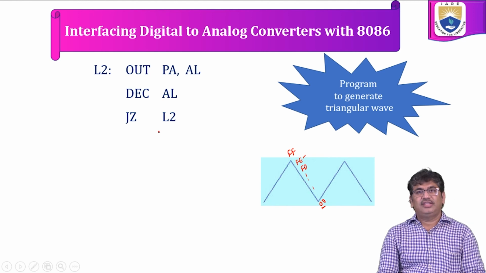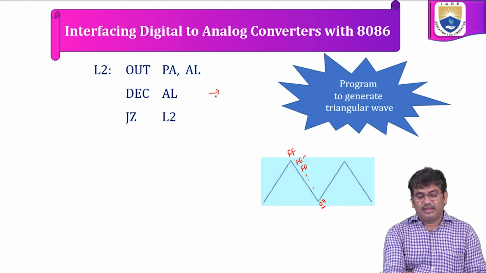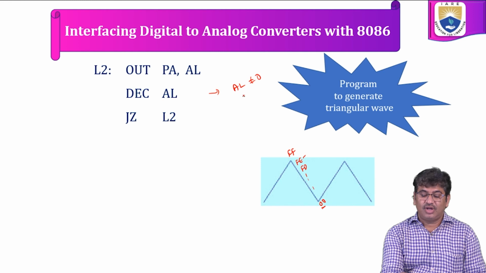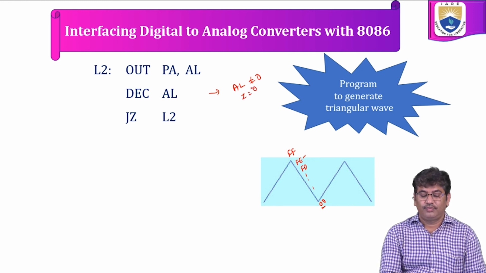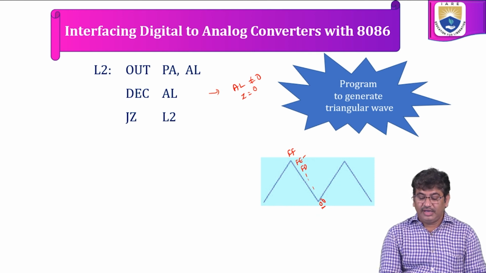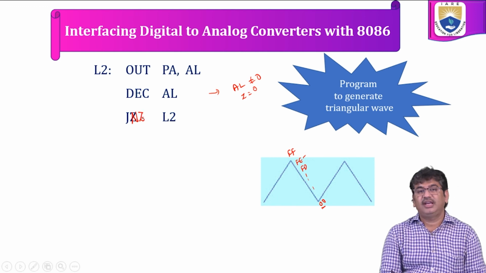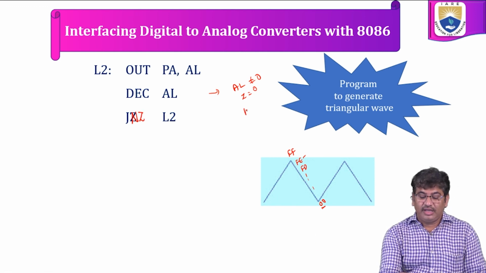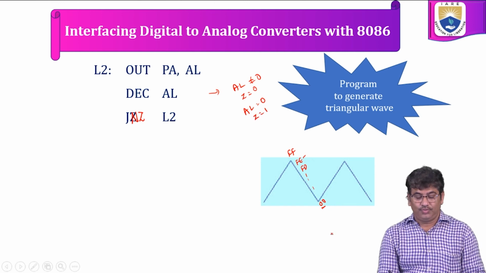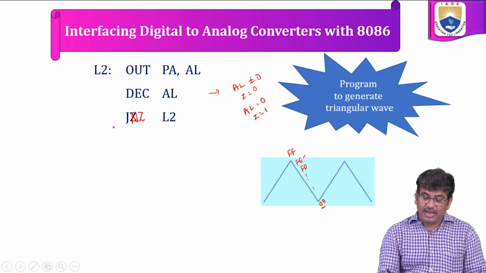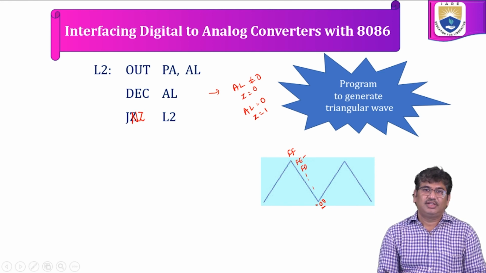JZ loop 2. What this gets is that the decrement of AL will take place until AL is non-zero. When AL is non-zero, the Z flag is equivalent to 0. So when AL is non-zero, we have to go for iterating. So here we have to write this one as JNZ L2. Whenever the AL content is equivalent to 0, the Z flag will be 1. Then we have to come out of the loop.